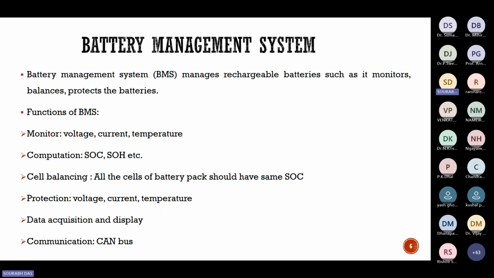Then to protect the battery from over voltage, over current, over temperature, or under voltage, meaning deep discharge, this can be protected by the battery management system. All the parameters can be measured and noted down using data acquisition, and can be displayed also. And all the communication between the battery and the device can be done by the CAN bus system.